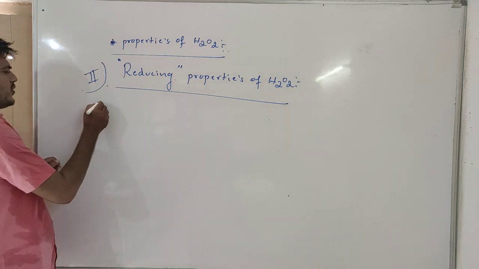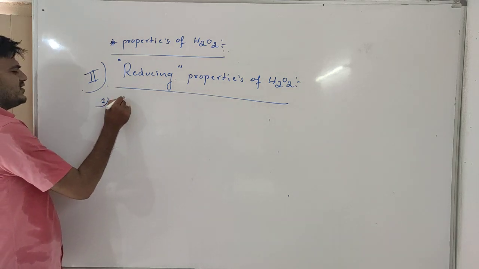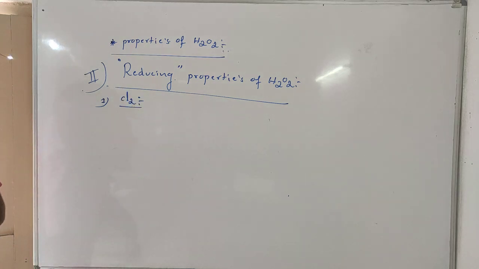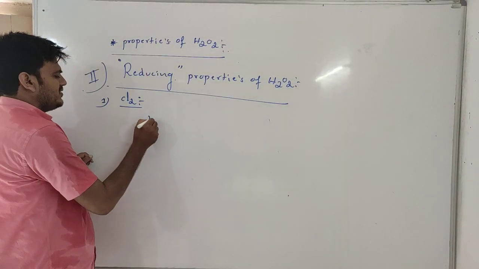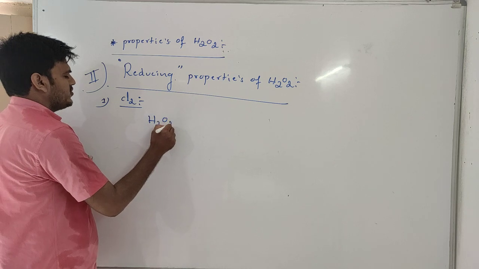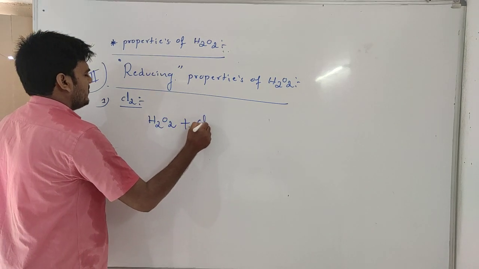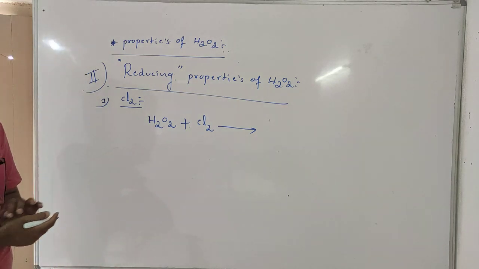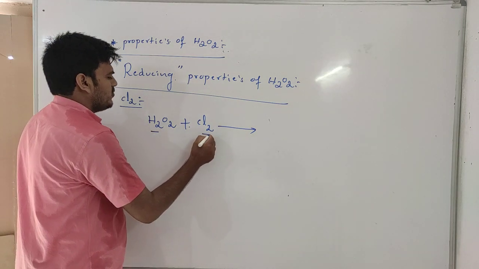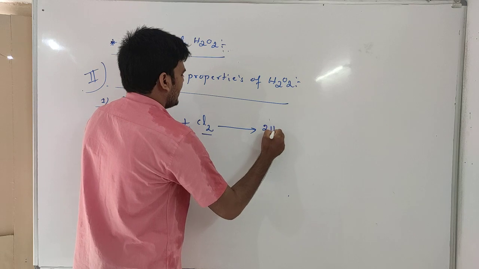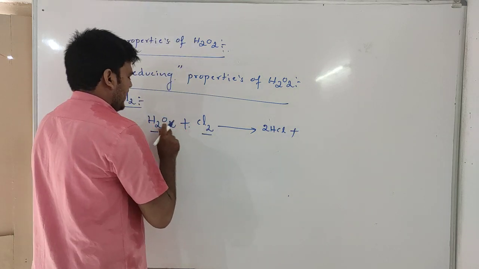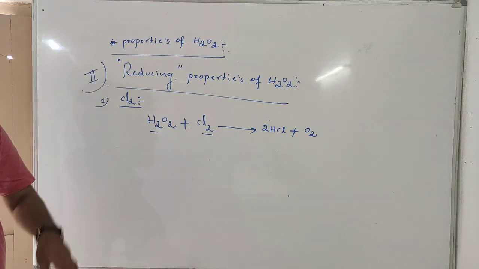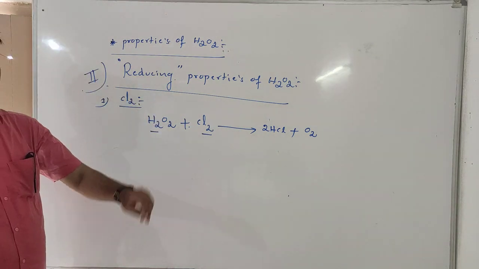First reducing property: reaction with chlorine, formula Cl2. Hydrogen peroxide, formula H2O2, plus chlorine molecule Cl2. Very simple answer: 2 moles of HCl, hydrochloric acid, and the byproduct is oxygen gas. So removal of oxygen atoms. It is one of the reducing properties.